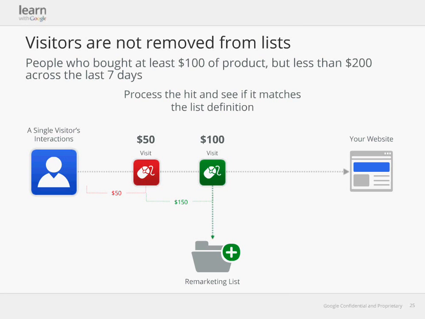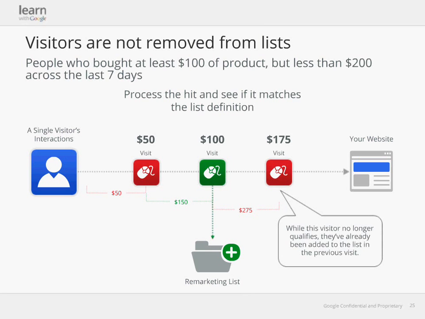Now the interesting part is when this third visit occurs. When this third visit occurs and they spend $175 in that visit, when we process that visit, imagine it's overlapping with the prior visit. When we look at that visitor, they've spent $275. So now they no longer qualify for the definition that you've defined. But here's the catch. The catch is that while this third visit no longer qualifies for the type of audience that you want to reach, this visitor has actually already been added to the list in the prior visit. And this third principle is that when a visitor gets added to a list, they're never removed from a list.